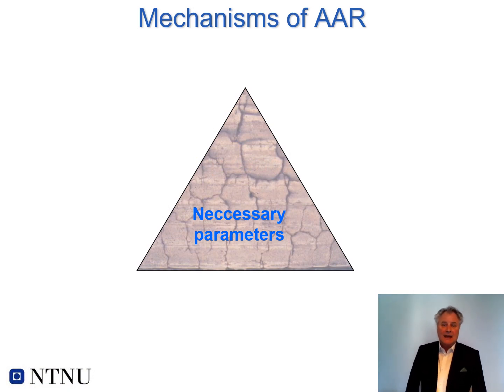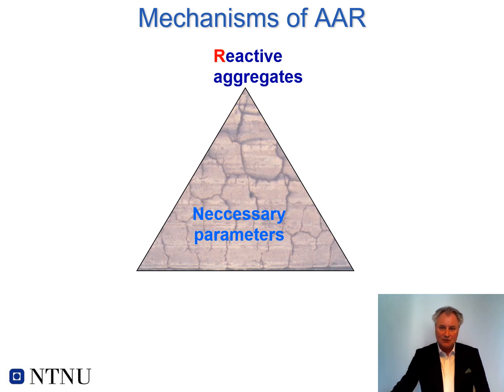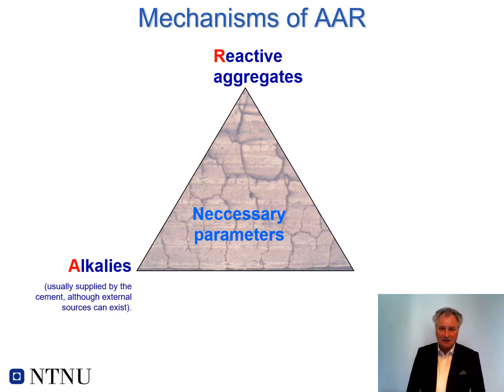In order for AAR, or alkali aggregate reactions, to happen, you need to have three different things. First, you need to have a reactive aggregate. Second, you need to have alkalis in the system. The alkalis in concrete will mainly come from alkalis in the cement, but it could also come from alkalis externally, from freeze-thaw salts, etc., and so on.